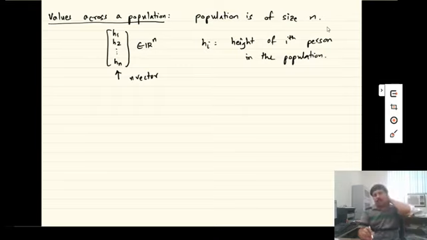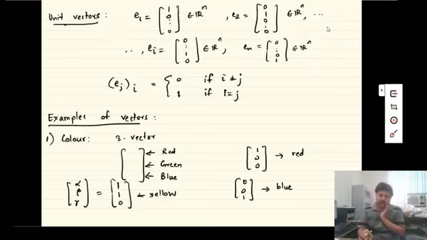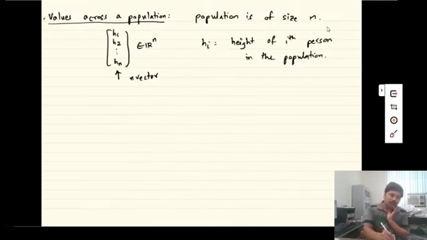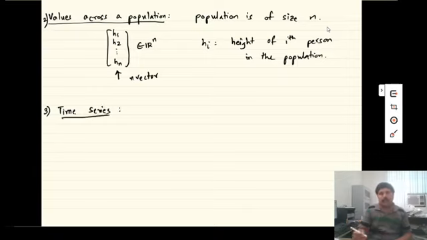The first example that I mentioned, the vector of color, you will see in imaging. So that's why that example was important. Another example that you can see is that of time series. So a time series can be represented as a vector.